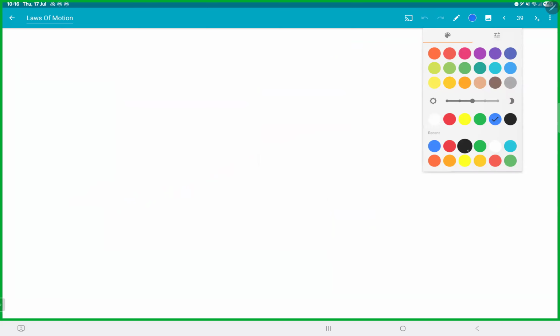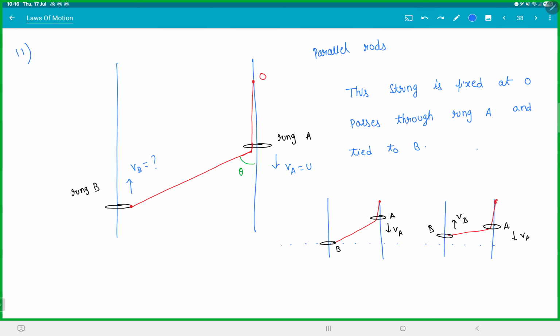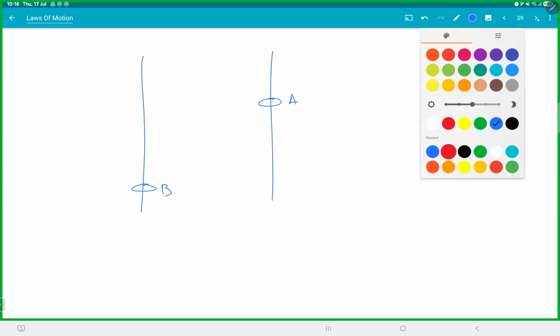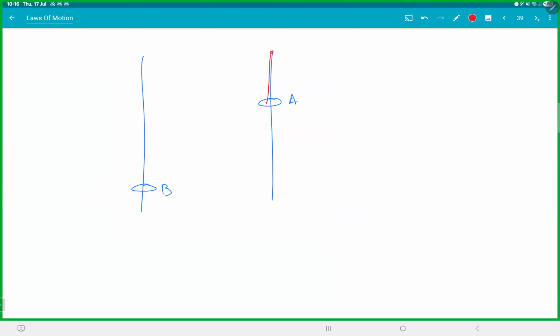So both the rings can slide on the two parallel rods. So it is like this. Initially, let's say ring A is here and ring B is here. The string is going through A, it is not attached to A, and it is attached to B. Now, when you pull ring A down, A will come here. In this process, B will go up. The string becomes like this. So A is coming down, and in this process, B is going up. Is this picture clear, everyone?